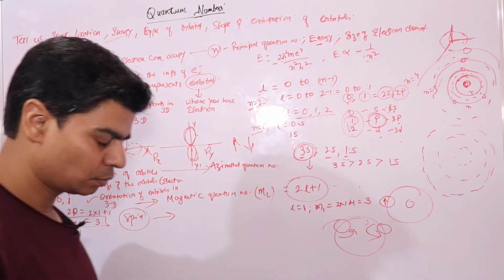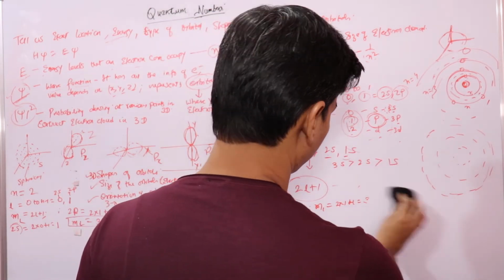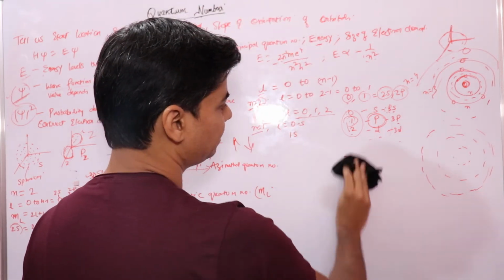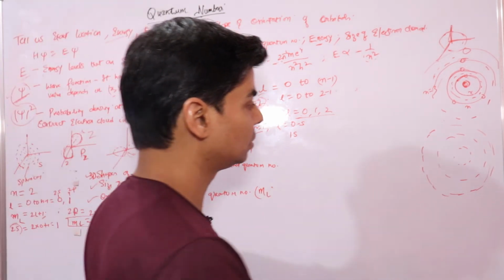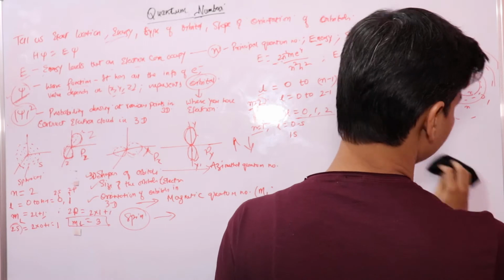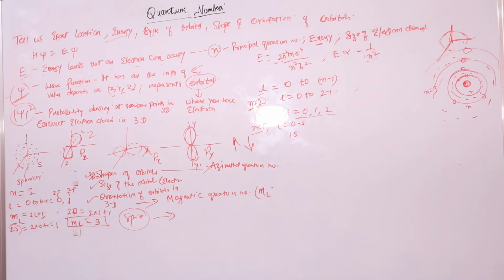So the spin quantum number simply tells you the spin of the electron, right? Since the electron is spinning, it has intrinsic angular momentum. So the quantum number also tells us the magnetic properties, which we would not be discussing right now in this video lecture.